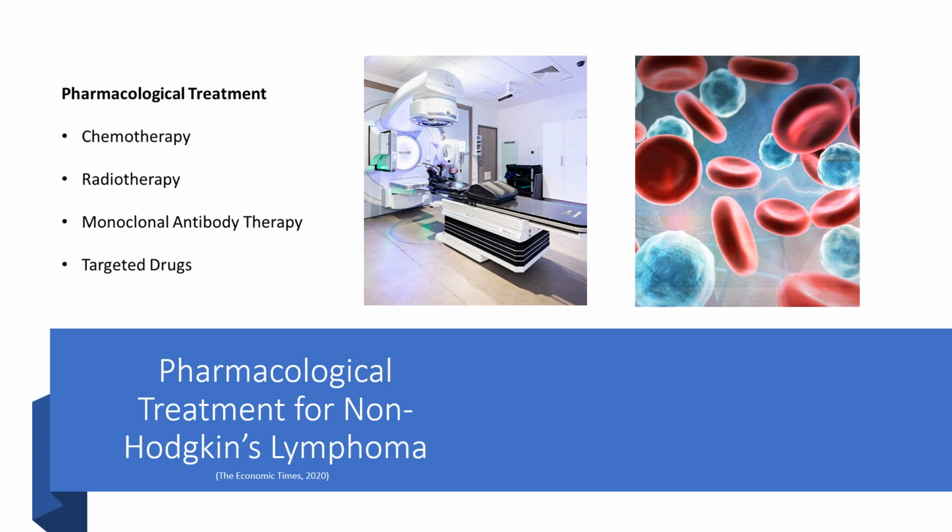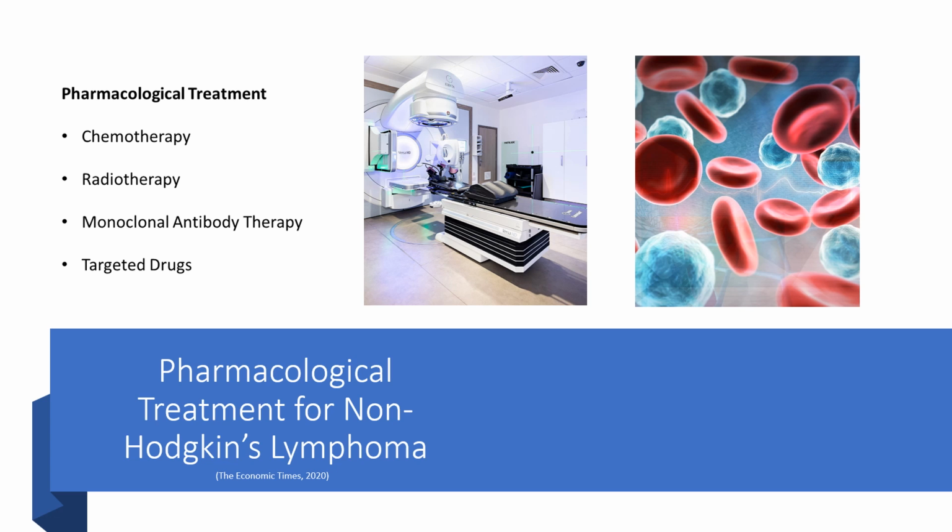Monoclonal antibody therapy involves medicines that attach to normal cells and instruct the immune system to attack the cancer cells. The normal cells are not damaged in this process and return to normal function after treatment. This also has been shown to be effective, and it is used mainly for B-cell aggressive NHL.